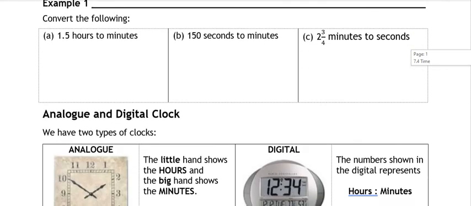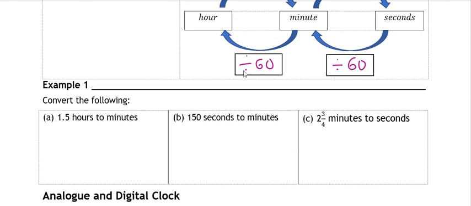Now let's start with this example. Let's use what we know, converting the following. First, 1.5 hours to minutes. Don't bother to change the number. From hours to minutes, you just multiply by 60. So 1.5 multiplied by 60 gives 90 minutes. You can get this straight away.